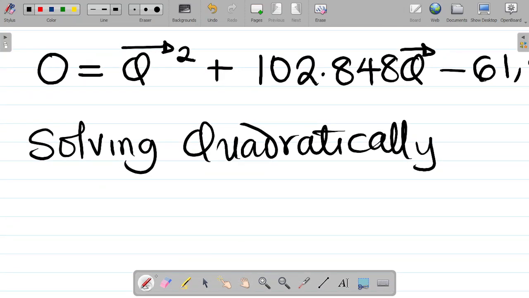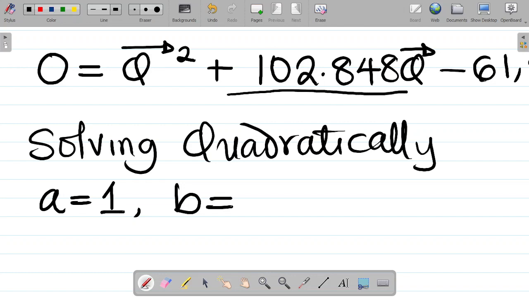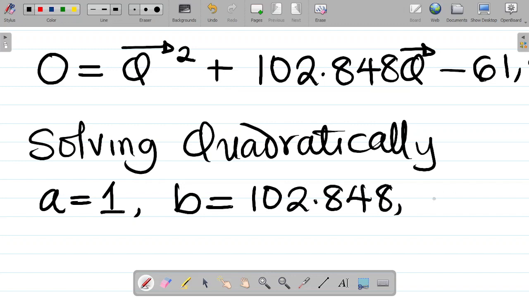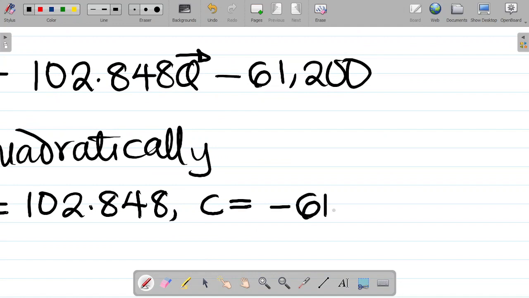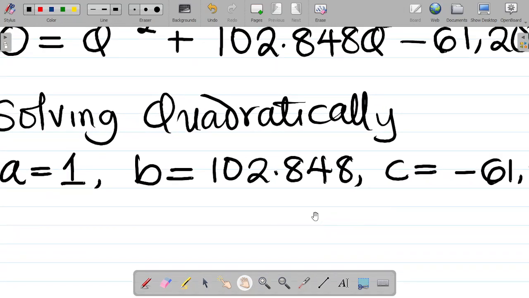For this question, the value of A is simply the coefficient of q squared, which is 1. So A is equal to 1. B is simply equal to the coefficient of q, which in this case is 102.848. And C is your constant, which for this question is simply minus 61,200. Now let's input these values into our calculator to get the value of q.